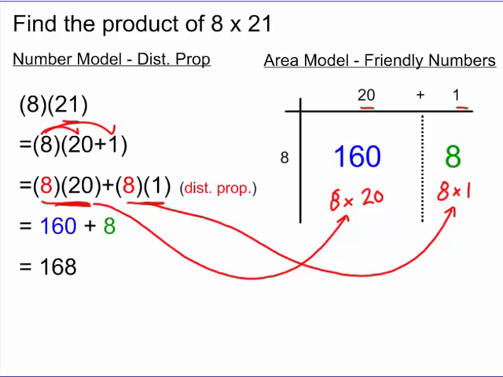So if you like the area model, by all means stick with the area model. If you want to try something new with the number model and the distributive property, you'll notice I still get the same result from both.